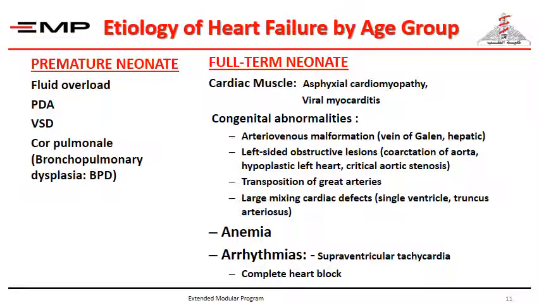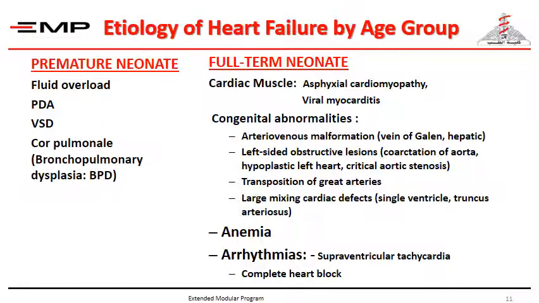In the preterm neonate, there is fluid overload. A patent ductus arteriosus or VSD can lead to heart failure, or a cor pulmonale like bronchopulmonary dysplasia. A full-term neonate can have an abnormality in the cardiac muscle, like in cardiomyopathy, and it is called at this age asphyxia because sometimes the most common hypoxemia or asphyxia during the neonatal period leads to cardiomyopathy, or viral myocarditis can also be the cause.